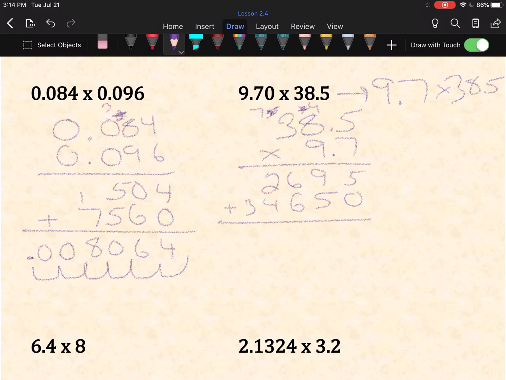We'll add these up now. 0 and 5 is 5. 9 and 5 is 14. Carry a 1. 6 and 6 is 12, with 1 more is 13. Carry a 1. 2 and 4 is 6, with 1 more is 7. And 3 doesn't have anything to worry about. 38.5 has 1 decimal place. 9.7 has 1 decimal place. So that's 2 total. So 1, 2. We'll put our decimal point between the 3 and the 4, and our answer is 373.45.